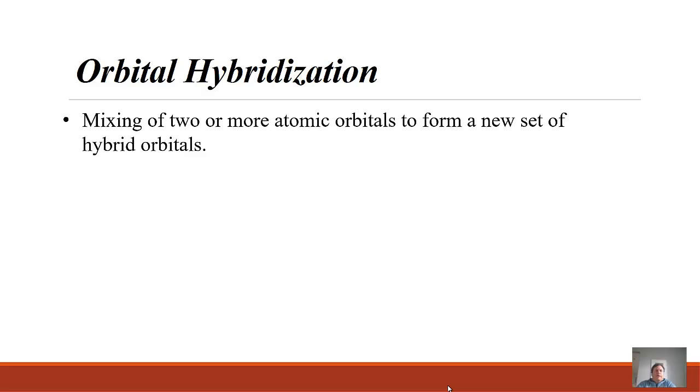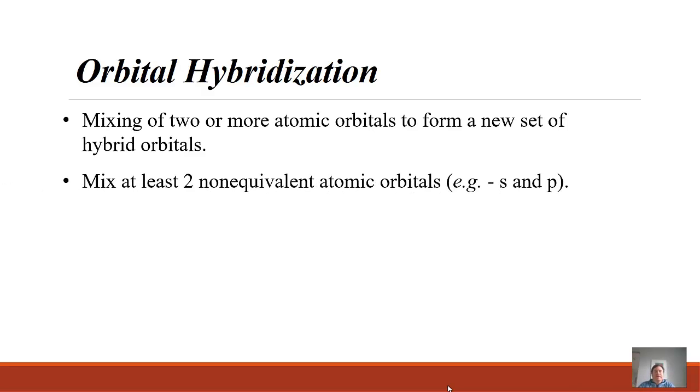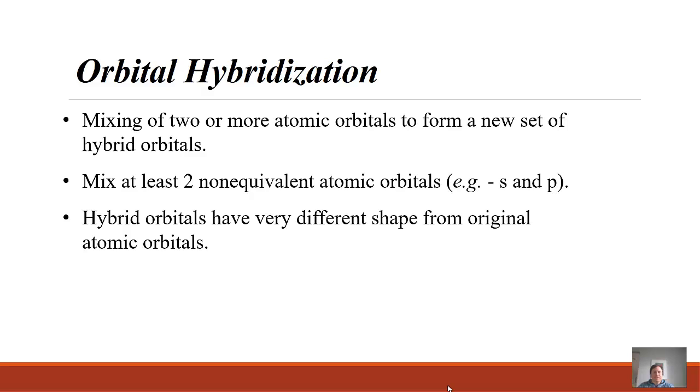Orbital hybridization, as I said, is just a mixing of two or more orbitals to form a new set of hybrid orbitals, a new kind of hybrid between the S and P. We have to have a mixing of at least two non-equivalent orbitals: the S and P, or the P and D, or the D and F's. We're only going to worry about the S and P's.